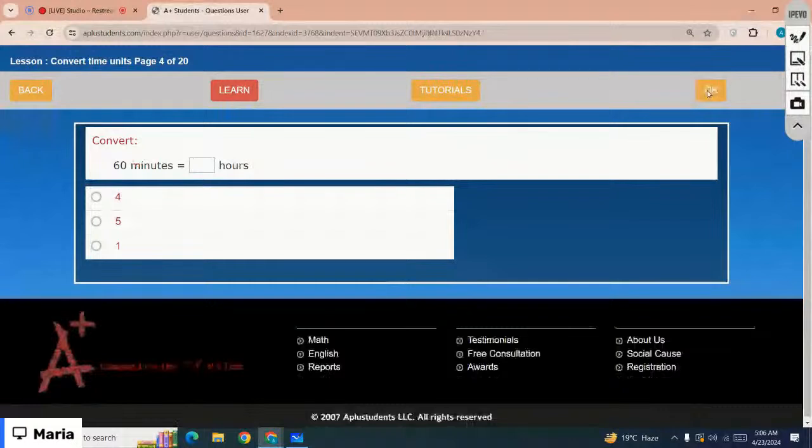60 minutes equal how many hours? The correct option is 1 hour. 60 minutes equal 1 hour.